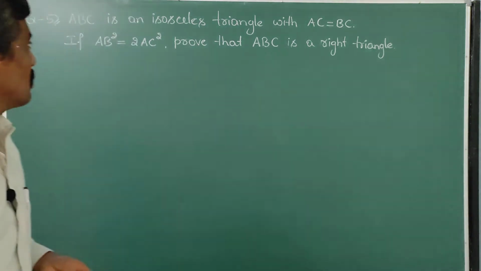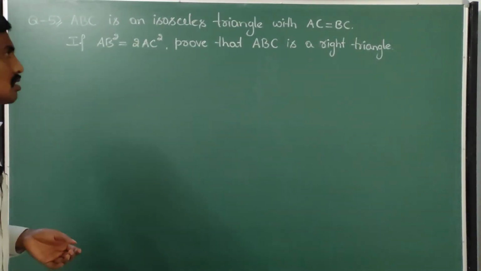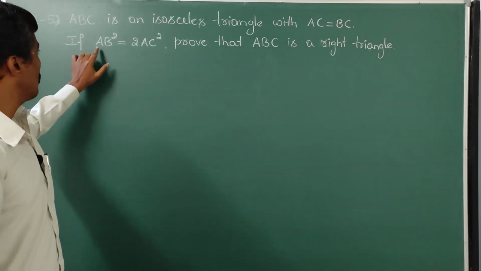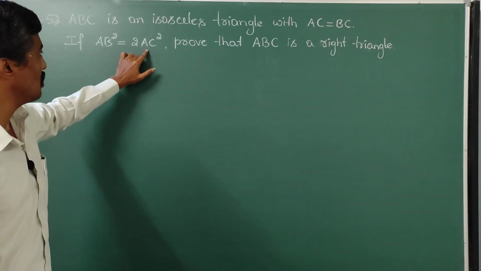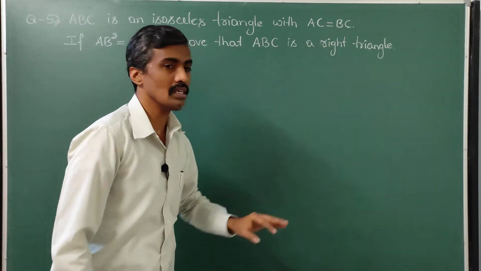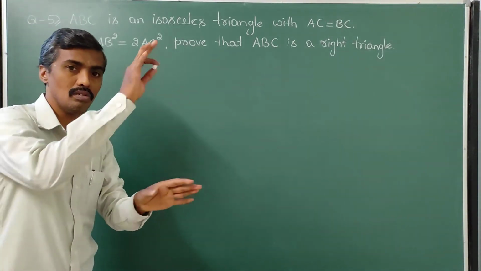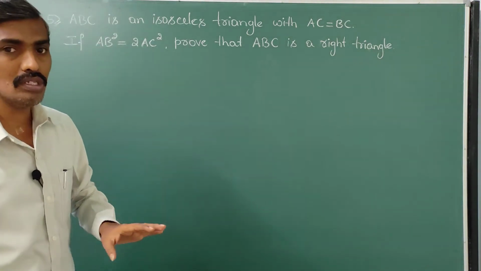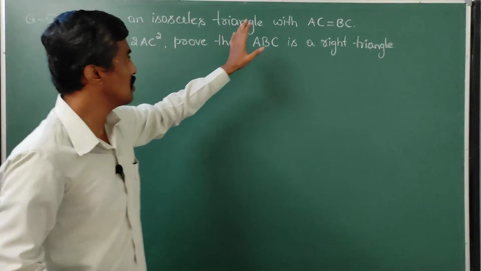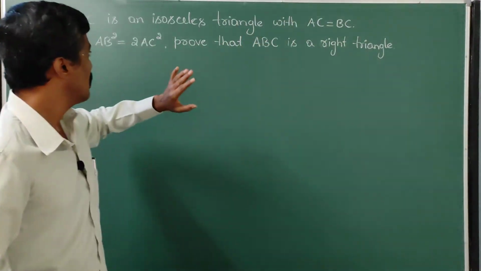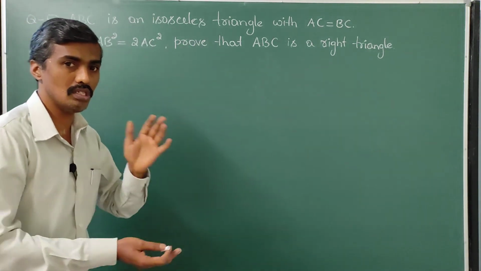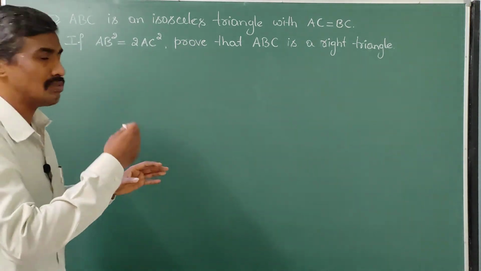The fifth question is: ABC is an isosceles triangle with AC equal to BC. If AB square is equal to 2AC square, then under this condition we have to prove that ABC is a right angle triangle. So it is just the reverse of the previous sum. In a right angle triangle ABC with AC equal to BC, we proved that AB square is equal to 2AC square. It is the previous sum, so this is the reverse of question number 4.